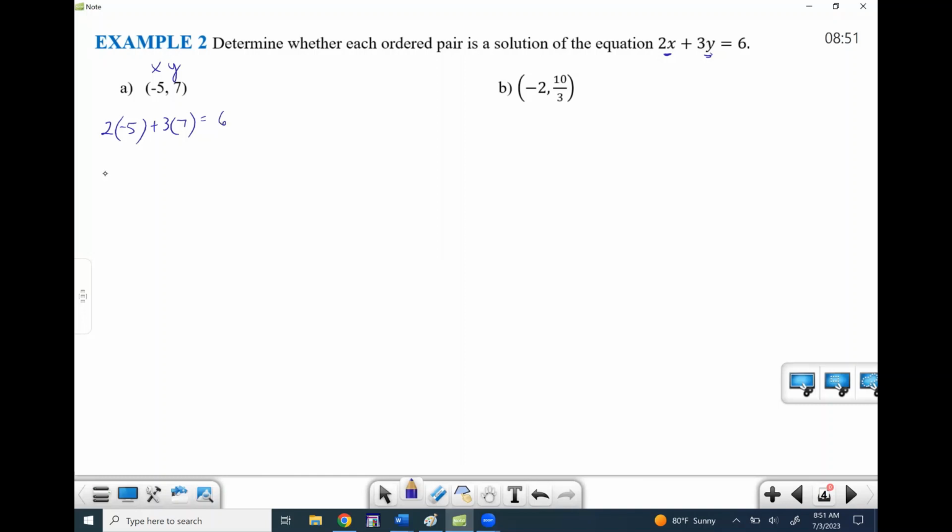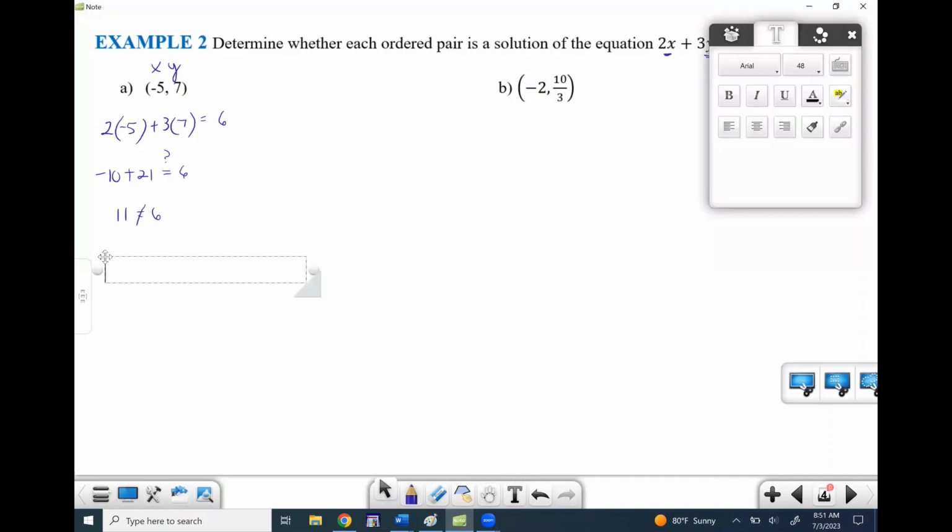Okay, so 2 times -5 is -10. 3 times 7 is 21. And we want to know, question mark, does that equal 6? Well, -10 plus 21, that's 11. And that does not equal 6. So the conclusion is that -5, 7 is not a solution. Okay. All right, let's check over here.